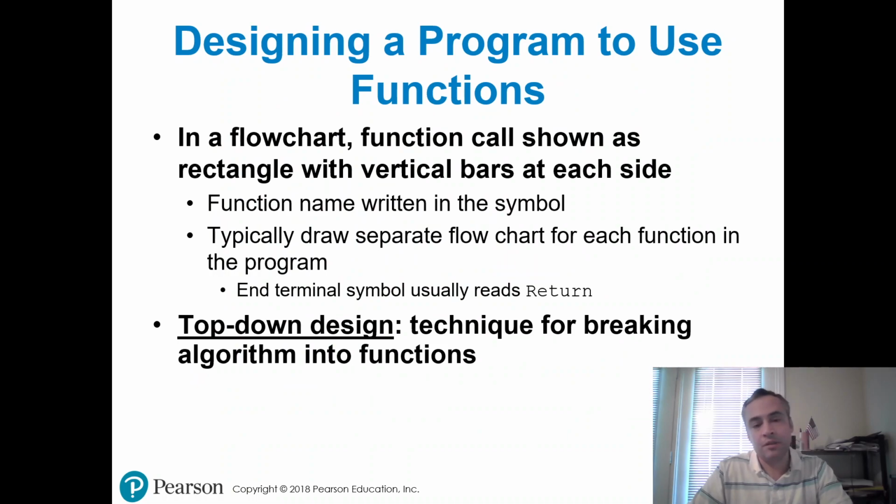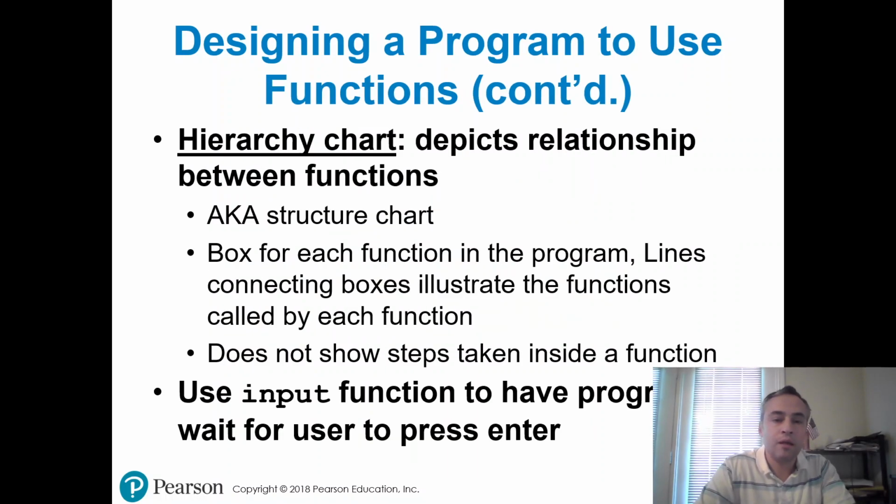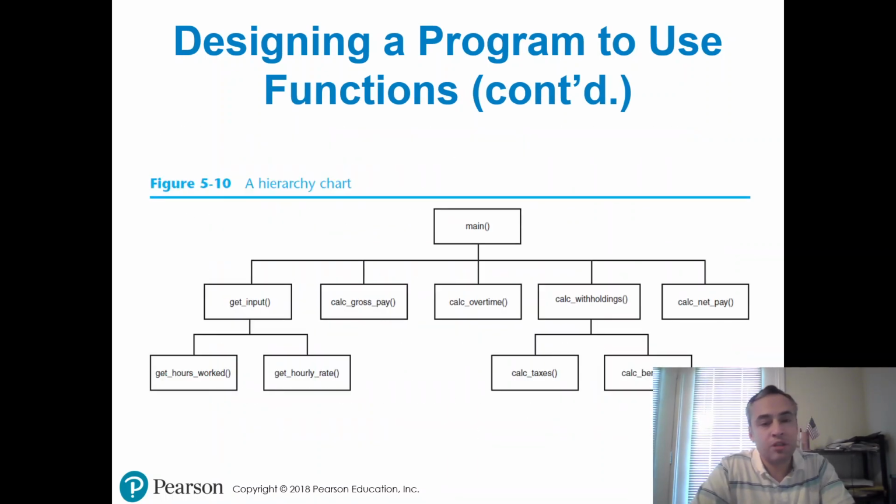Top-down design is a very important technique for breaking an algorithm into functions. You have some idea of what you want to do. You can break it into high-level steps and then break it down even more and then define functions accordingly. We can look at the hierarchy chart, for example, the one here on the screen, and understand what it does.